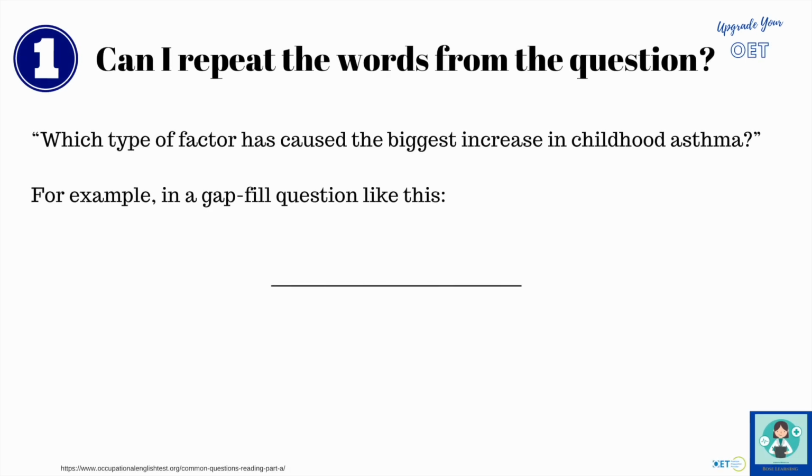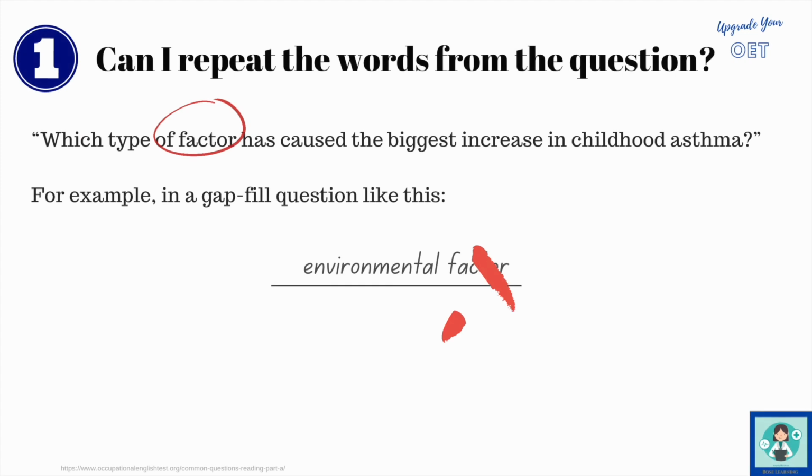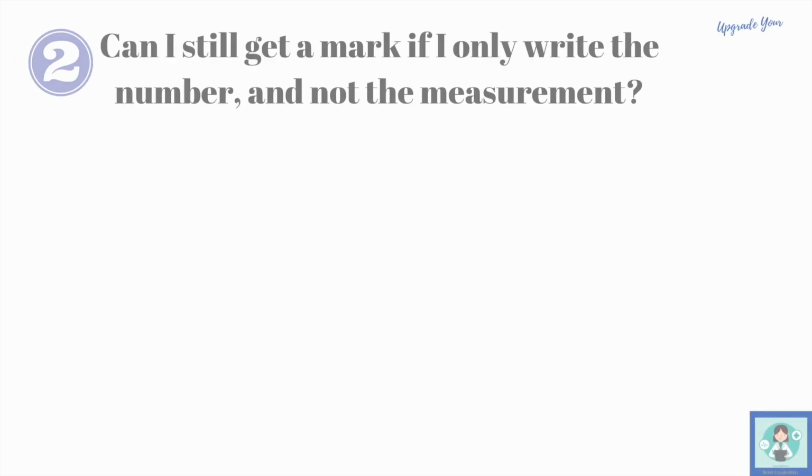If the question asks you what type of factor has caused the biggest increase in childhood asthma, so this is a short question answer, and you write something like this, environmental factor, then again, even though environmental is right, you will be marked wrong because you've repeated the word factor. So don't go through all the pain and all the hassle of finding the correct answer and then getting marked down because you've repeated a word that's in the question. So be super careful with that, okay?